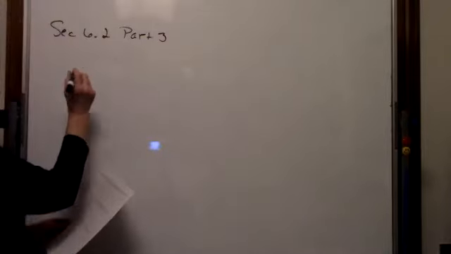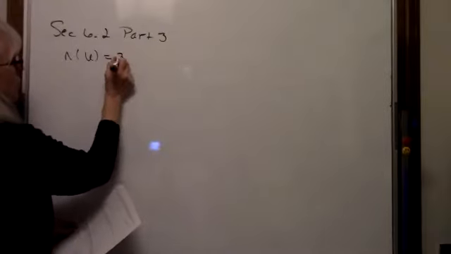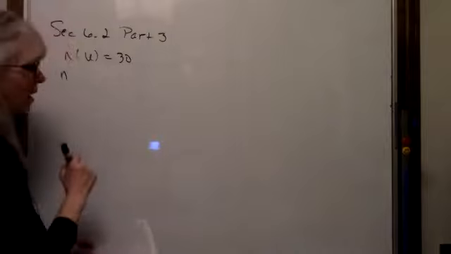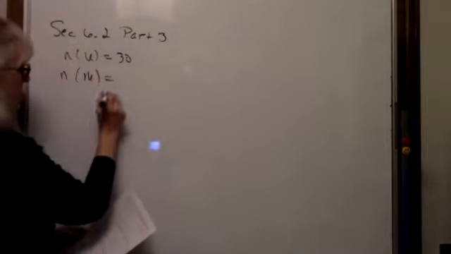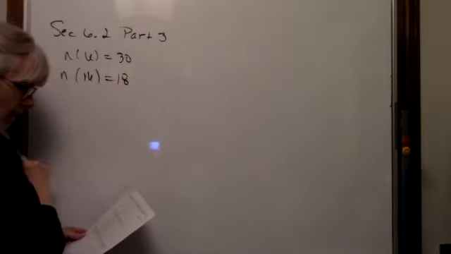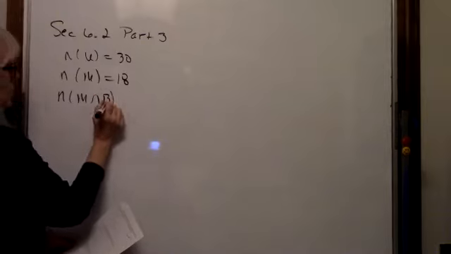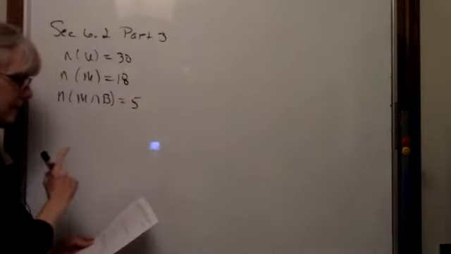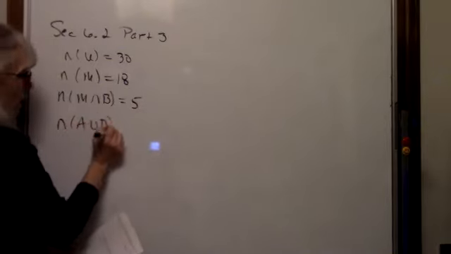Okay, so they're telling me that the number in the universe is equal to 30. We're going to call our two sets M and B for math and biology. So we know the number taking mathematics is equal to 18. 5 take both, that's the intersection. So math intersect biology is 5. And we know that 8 take neither of them.